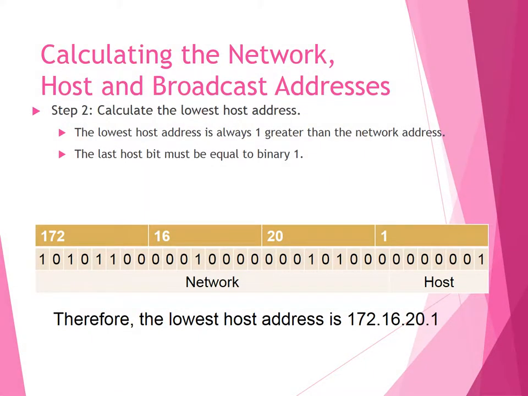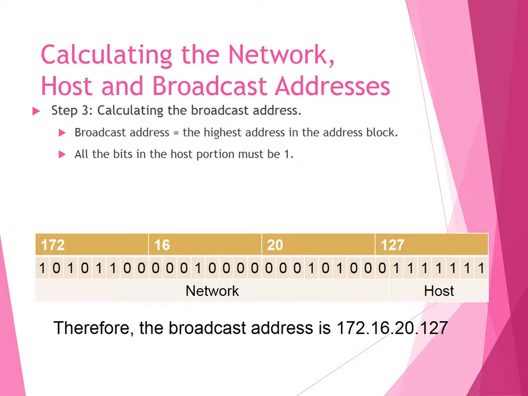Calculating the network, host, and broadcast address. Step 2: Calculate the lowest host address. The lowest host address is always 1 greater than the network address. The last host bit must be equal to binary 1. Therefore, the lowest host address is 172.16.20.1.